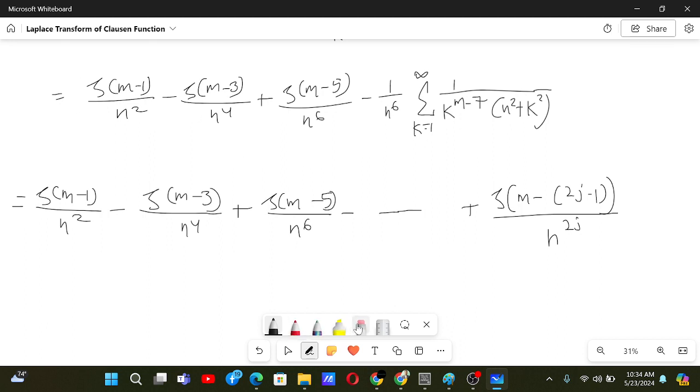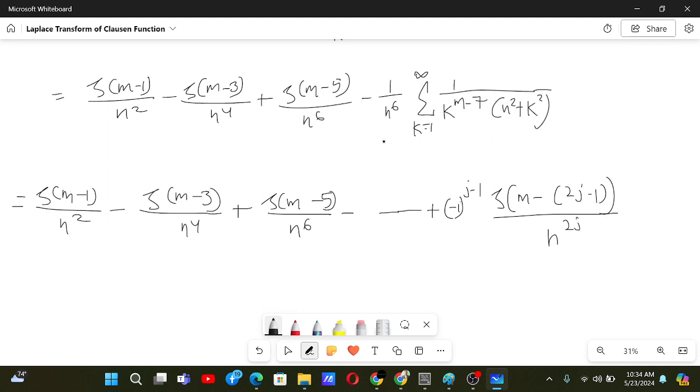The sign for odd terms is plus, even terms it's minus. So the sign will be minus 1 to the power j plus 1. Yes, j plus 1 or j minus 1, whatever you want, that's completely fine. For the first term it's minus 1 to the power 0, then minus 1 to the power 1, minus 1 to the power 2. You can make sense of that. Now, this is our jth term.